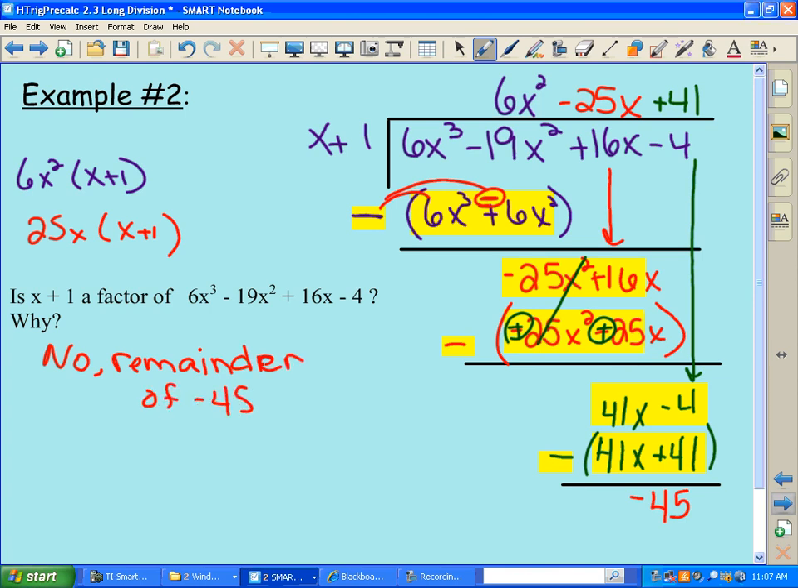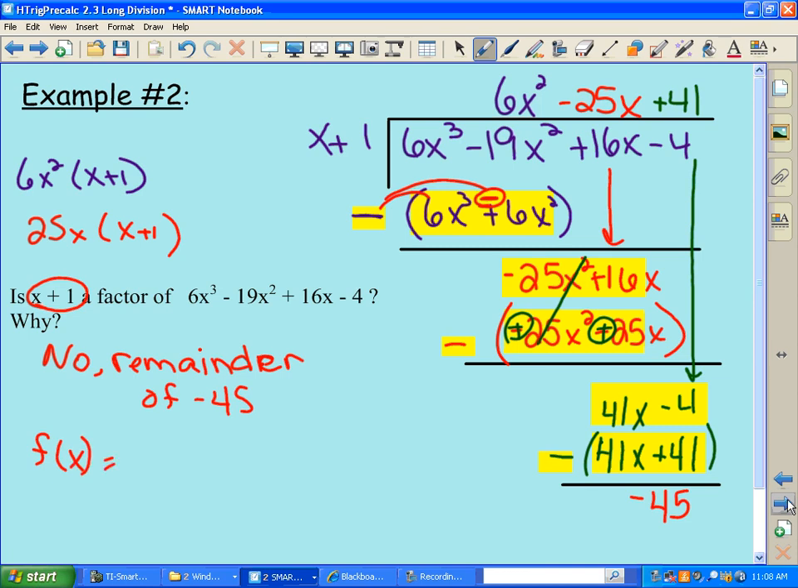Or it's not a 0. Remember, they mean the same thing: factor, 0, x-intercept. So anytime there's a remainder, whatever you divided with isn't a factor, meaning it couldn't have been pulled out evenly. It's not a 0. So let's write this answer so that you know how to write one with a remainder.